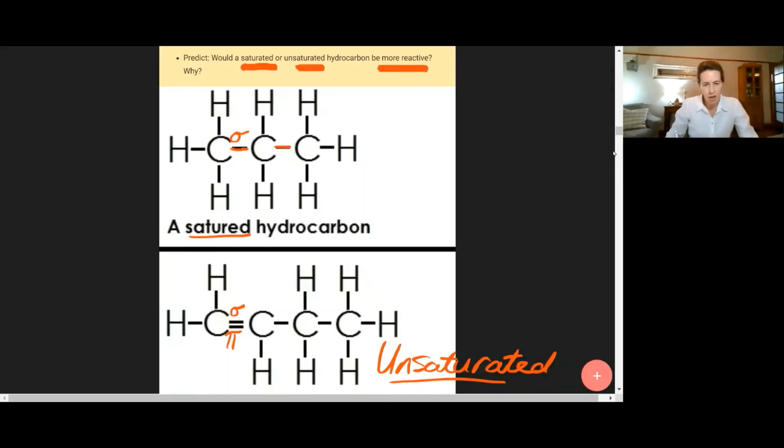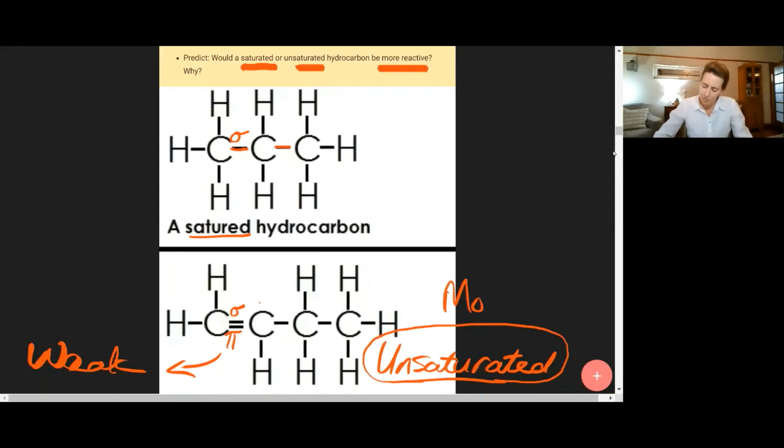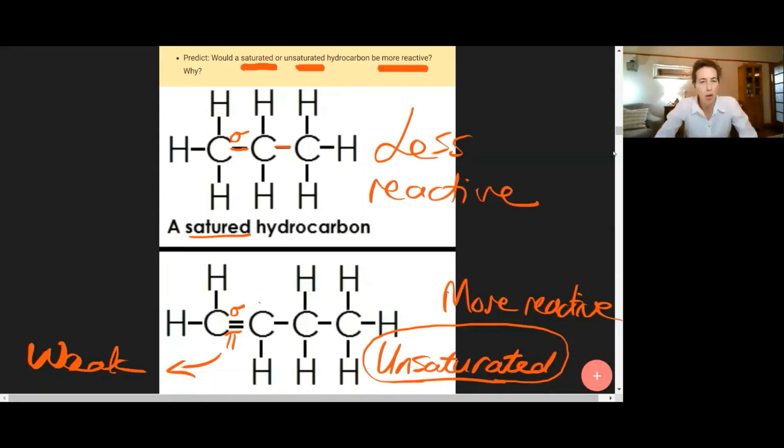Well, the unsaturated hydrocarbon has a weak pi bond that can break very easily. And therefore, if it breaks, it can add on to this carbon and to this carbon other atoms, other elements. And so a reaction with an unsaturated hydrocarbon would be more reactive, taking place much faster. The reaction of a saturated hydrocarbon will be less reactive because it does not have a double bond, that additional pi bond between carbon atoms.